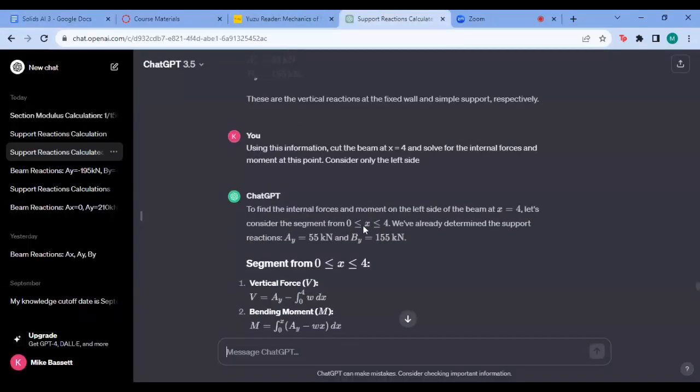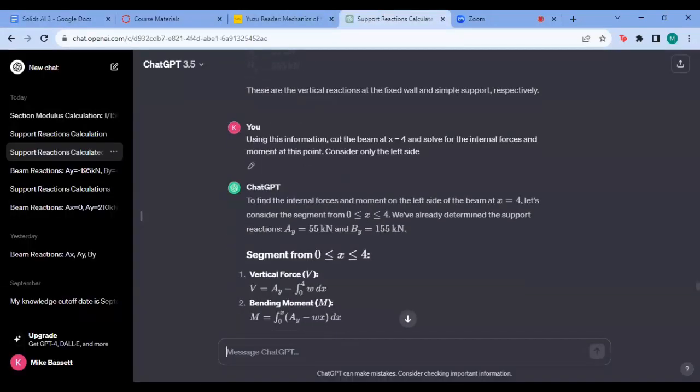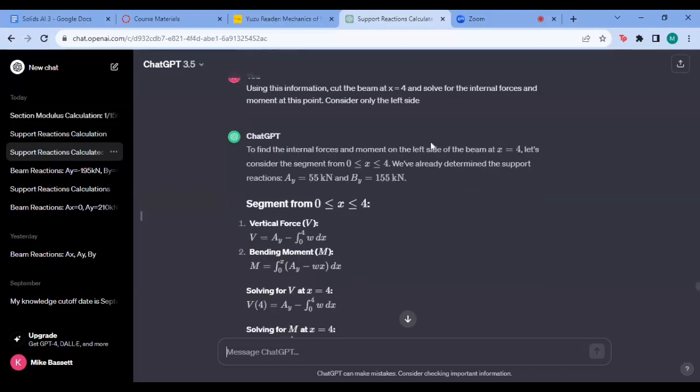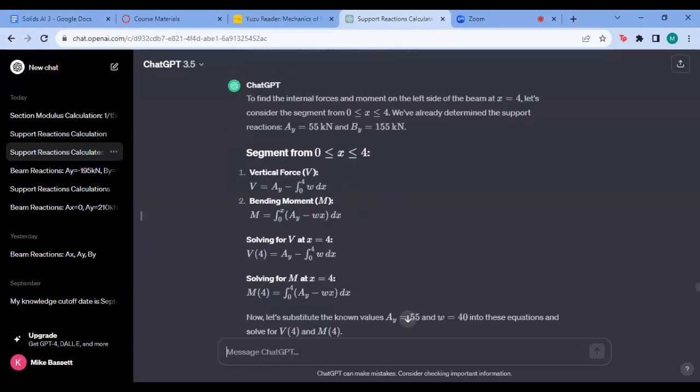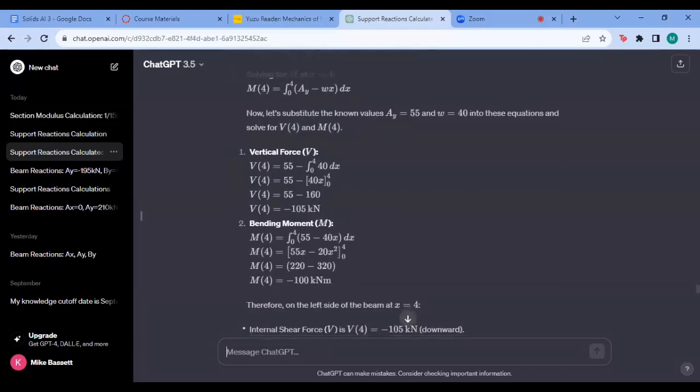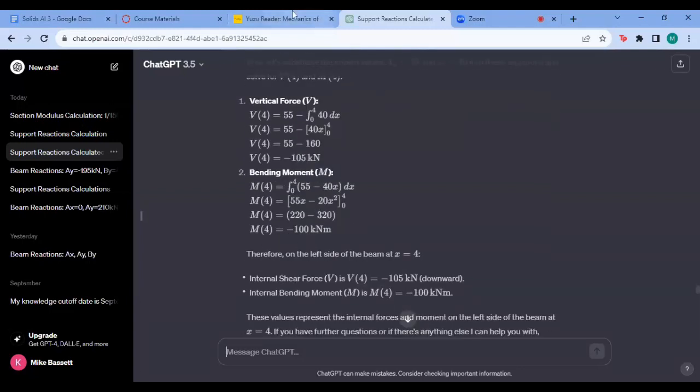Then I asked ChatGPT to cut the beam at x equals 4 and solve for the internal forces and moment at this point, and only to consider the left side. So it cut the beam at x equals 4, and it found that the shear force at 4 is negative 105 kilonewtons, and at 4 the bending moment is negative 100 kilonewton meters.